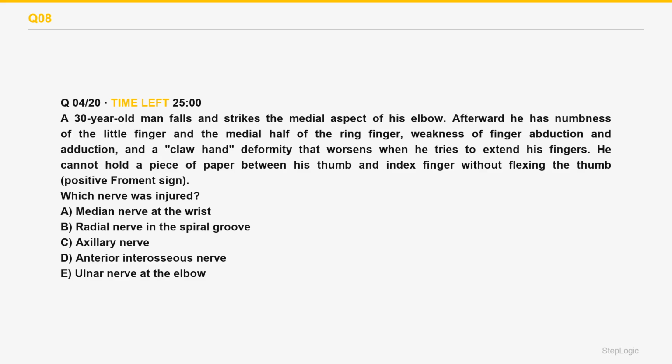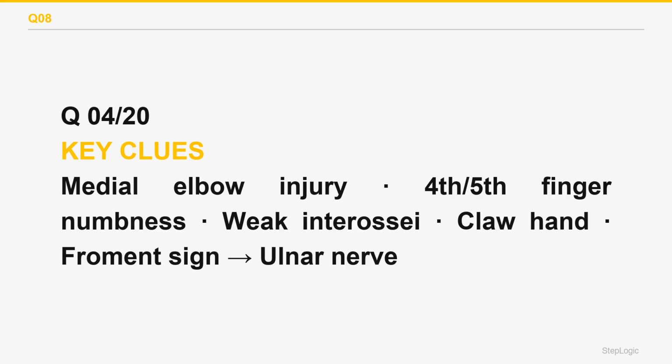Read the command. Which nerve was injured? Medial elbow trauma, little and medial ring finger numbness, weak finger abduction and adduction, claw hand, positive Froment sign: ulnar nerve at the elbow. The ulnar nerve passes behind the medial epicondyle of the elbow, the funny bone, where it is superficial and easily injured by a blow to the medial elbow.